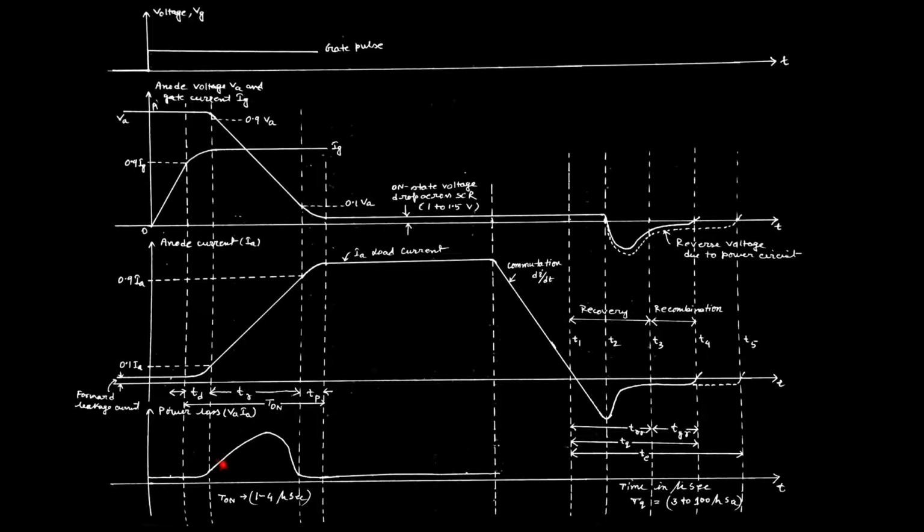This is the total time taken during turn on, which is defined by T on. Normally, for a reliable thyristor, the turn on time is about 1 to 4 microseconds, and it is divided into three parts, as I discussed before: TD, the delay time, TR, the rise time, and TP, the spread time. And we all know why the delay time, rise time and spread time are there.